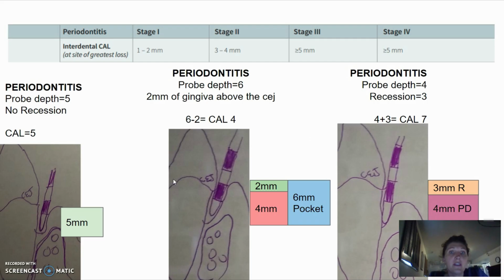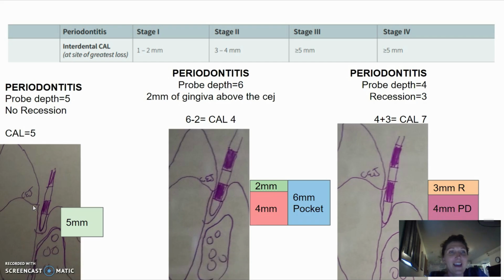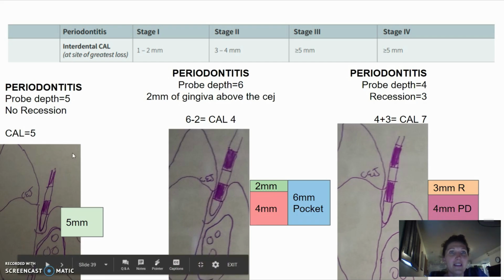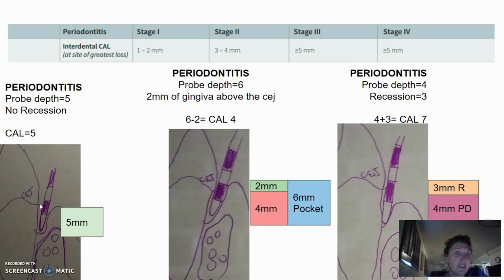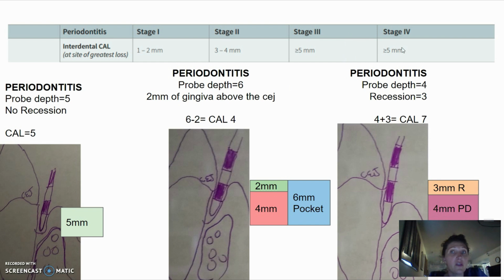Here's some more examples. Sorry for my unfortunate, beautiful art that you get to look at here, but it does give us a good baseline for some samples. We have a probe depth of 5. There's no recession, and the margin is right at the CEJ. So we can say our clinical attachment level there is 5. Okay, that puts us in stage 3 or 4. We have to determine how much bone loss there is and some of those other factors before we give that a final stage.